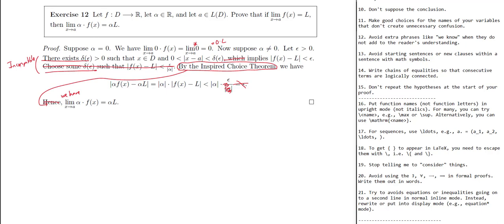Okay, so the inspired choice theorem, if you haven't seen this yet, right, this is saying, normally when we want to show that a limit exists, we know that we need to get the difference of the outputs to be less than epsilon.